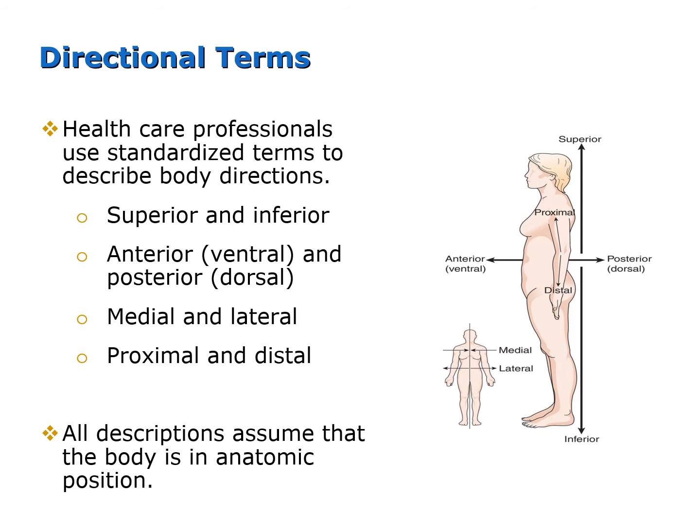Another term is proximal. Proximal means nearer to the origin or attachment point of a structure, while distal means further from that point. For example, the elbow is proximal to the fingers. It's closer to the attachment to the main trunk.